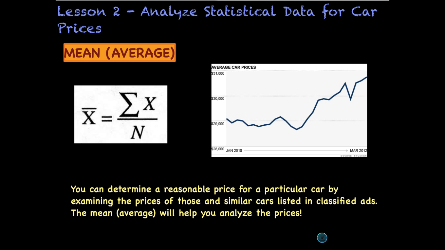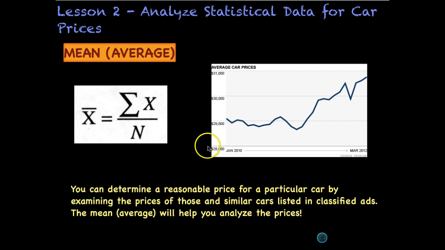Let's look at our first measure of central tendency, and that would be the mean or the average. To calculate the mean, this X bar represents mean, and this is equal to, and this big E is a sigma, so this means sum. So it's equal to the sum of all the data values, X being each of the data values, divided by N, which is the number of data values. That's the average, in case you've forgotten.